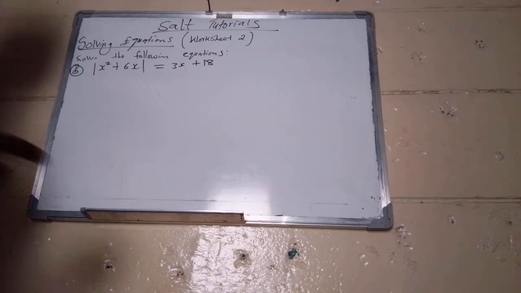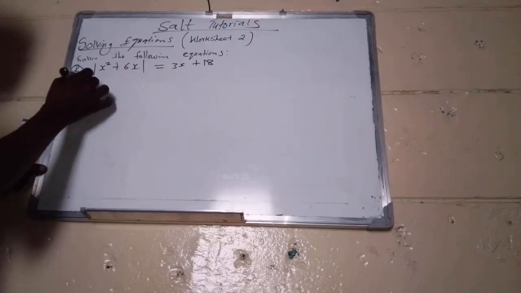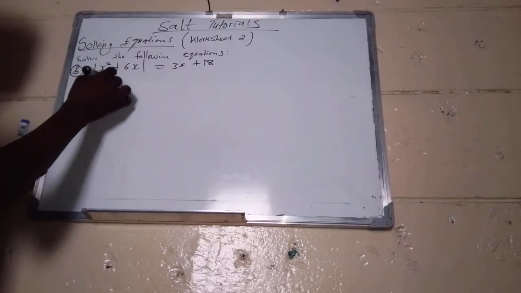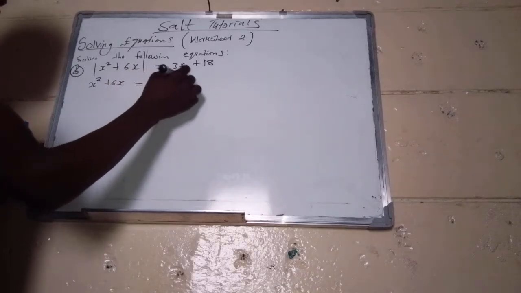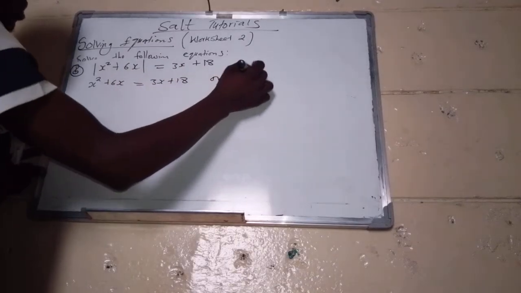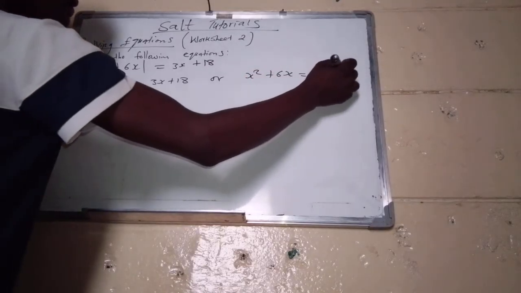So the absolute value in this case is equal to that. This means that x squared plus 6x should be equal to the positive of 3x plus 18, or x squared plus 6x should be equal to the negative of 3x plus 18.